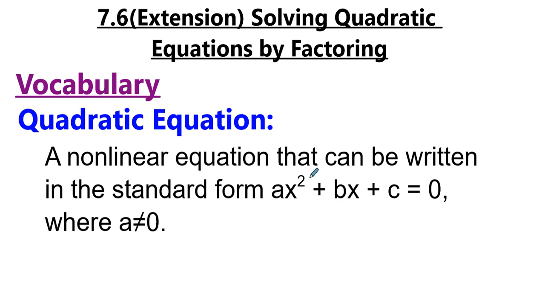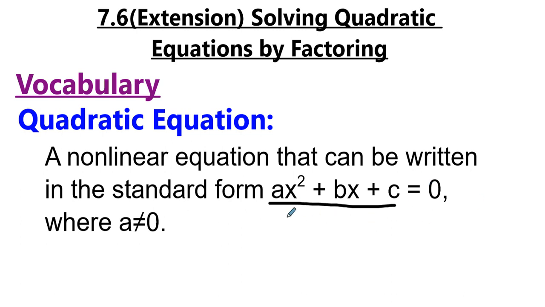It has a condition that a cannot equal 0, because if a was 0, that would turn this entire term into a 0. You'd have just a big 0 here, so you'd end up with bx plus c equals 0, and that would be a linear equation. And right here it says a nonlinear equation, so that's why a cannot be 0. So if you can write it in this form, it's a quadratic equation. So this left-hand side should look pretty familiar from the last couple of sections. You've been factoring these trinomials up to this point, and now we're going to set them equal to 0.